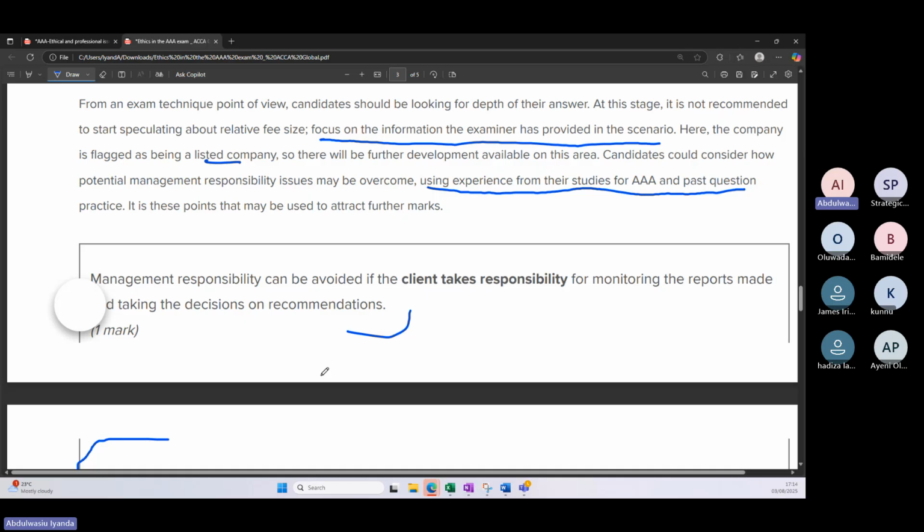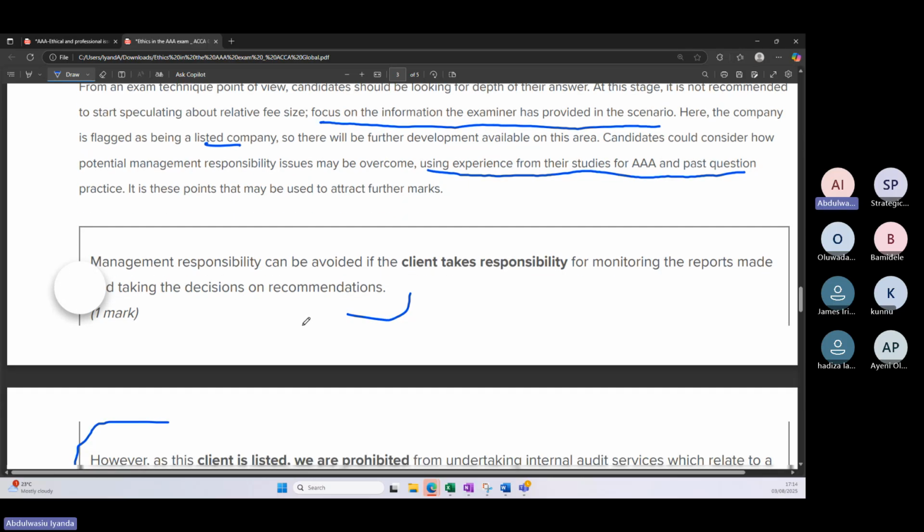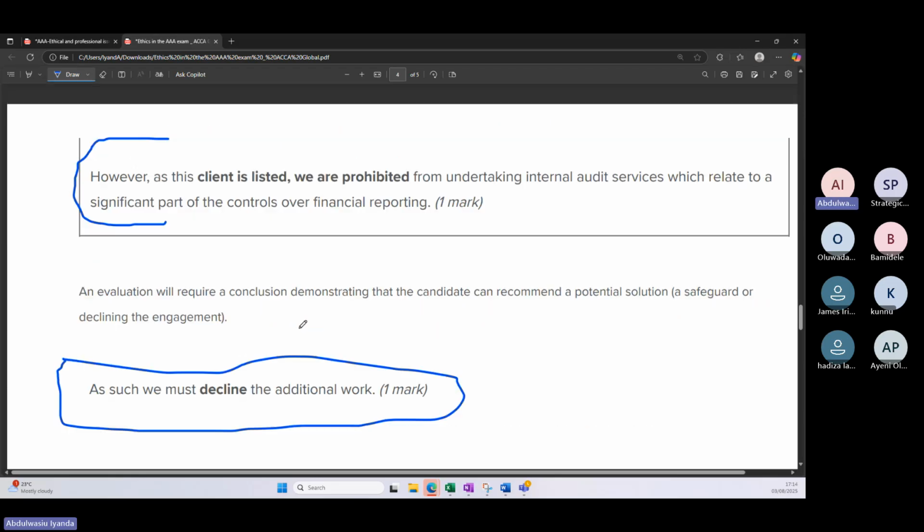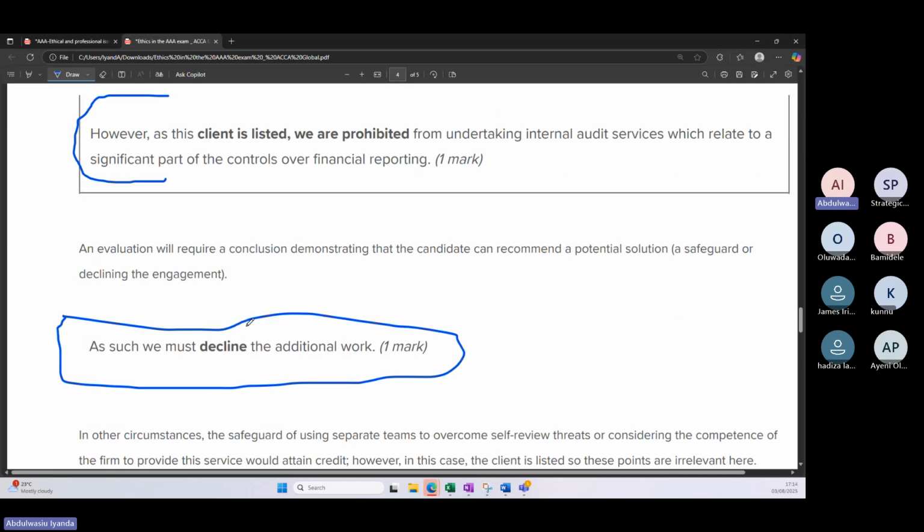So if the management takes responsibility for it, then that is not our own work anymore. And you now go further that don't even think of it at all, because it's a listed company, it is prohibited for us to do it. And the last thing, as such, you make a conclusion now that you should not accept that particular engagement.